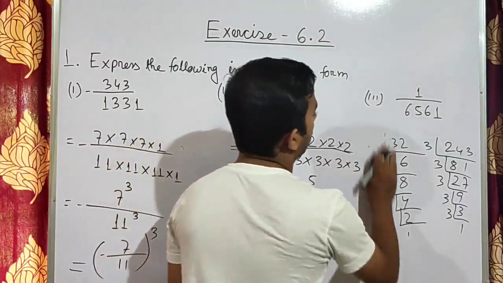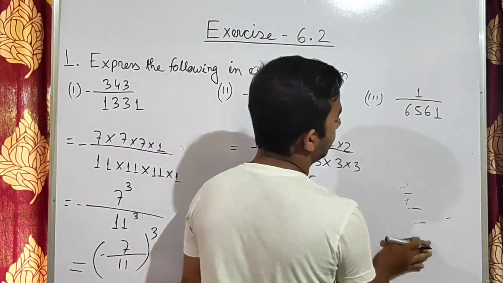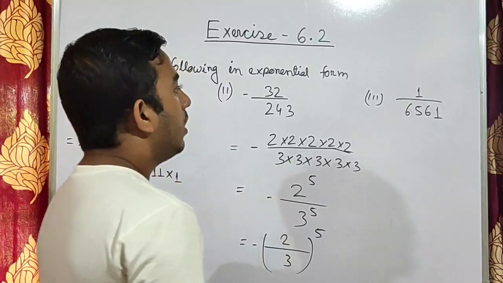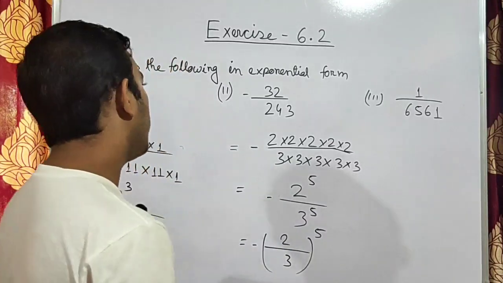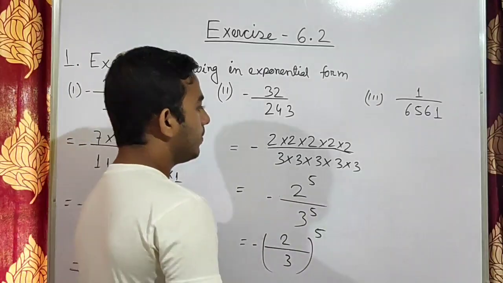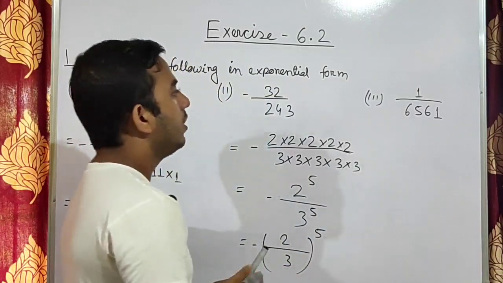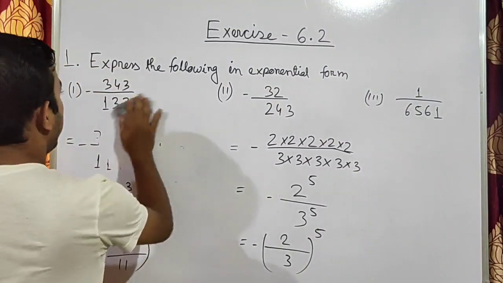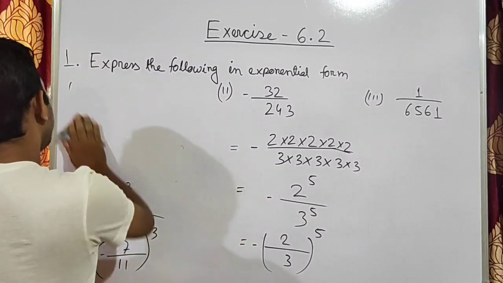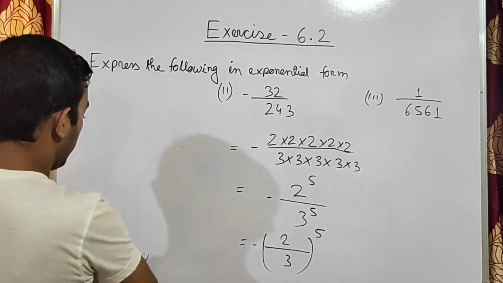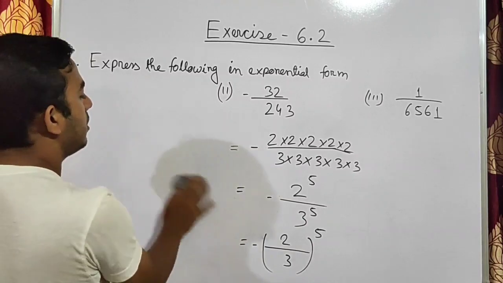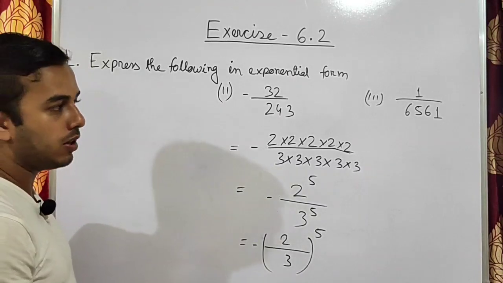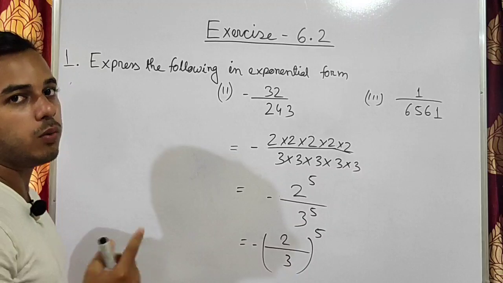Now let's proceed to the last one. 1 by 6561, we have to express this. Okay, so no problem, let's find out. First thing we have to find out the factors. Now we no need to find out the factors of 1, right? Because the only factor of 1 is 1, isn't it? 1 into 1 is 1. Only the factor will be 1.